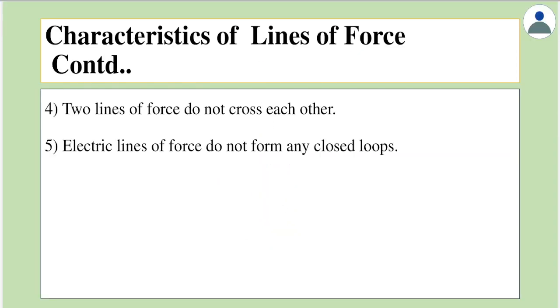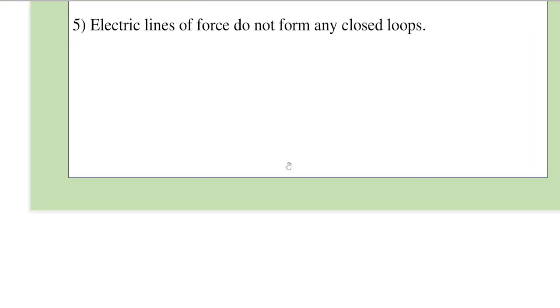Fourth point is two lines of force do not cross each other. So if you assume that two lines of force cross each other, for example, think of this as one field line, I'll call this curve C1, and we'll take one more line of force which goes like this. We will call this curve C2.